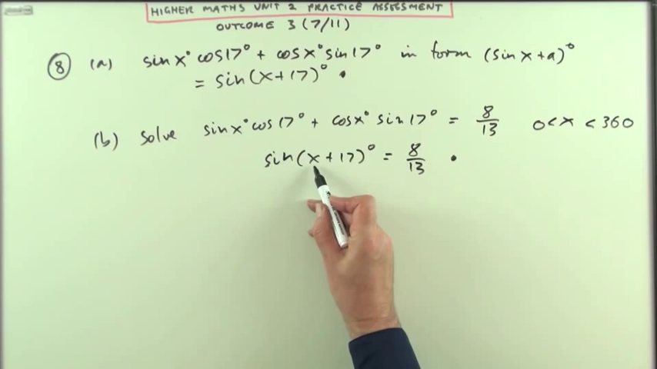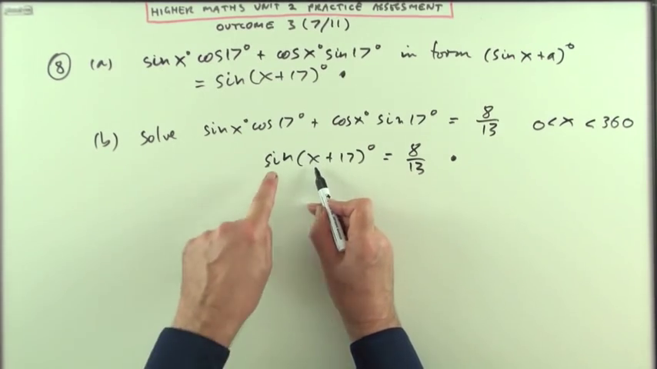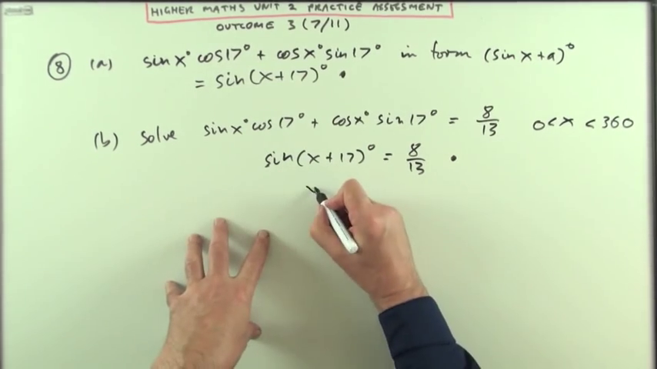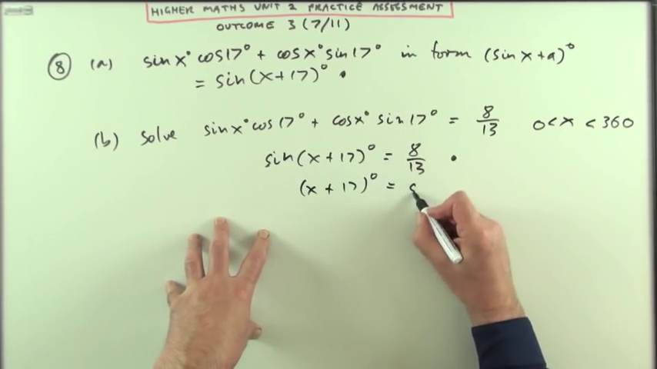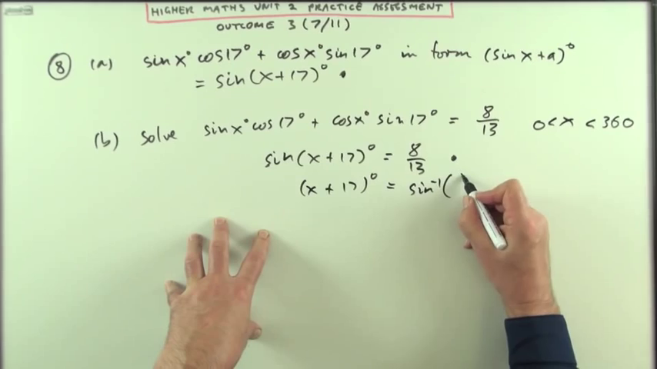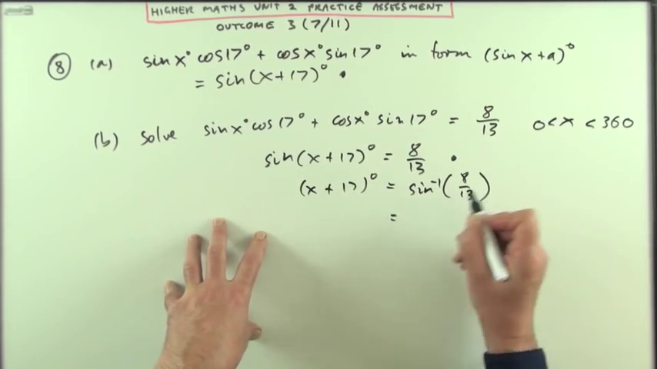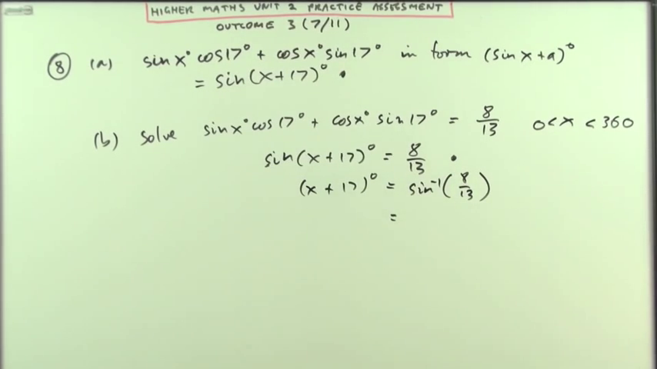Now it's just a case of how to get down to x. There's only one mention of x. Get rid of the sine, then get rid of the 17. We'll get rid of the sine first. Just keep the degree sign in just now. That means I've got inverse sine of 8 thirteenths. That's not one of the known ones, so it's not going to be one of those two triangles.